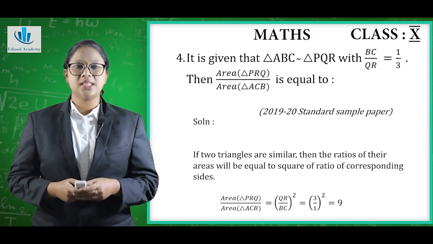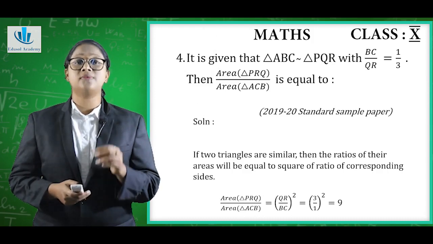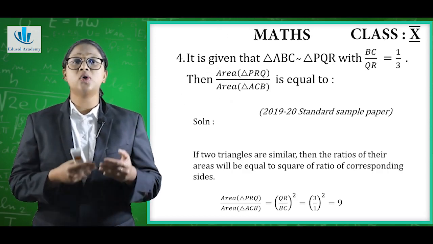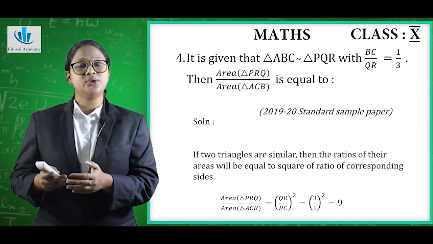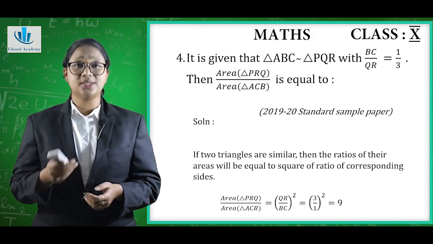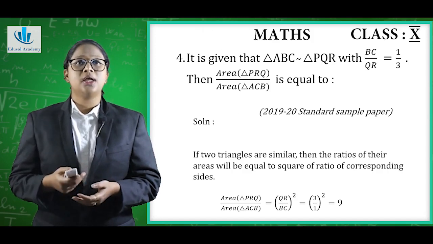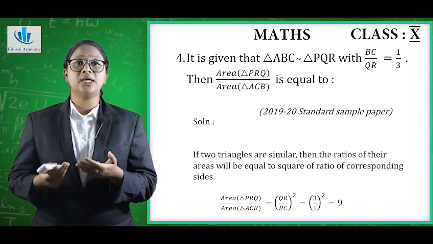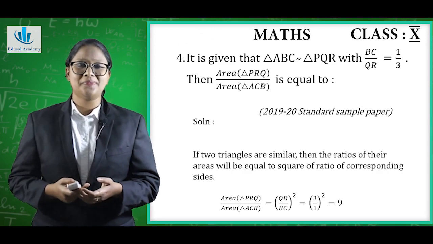Now, which is the concept that we have to apply here? That's right. Ratio of areas of similar triangles. What does it state? Ratio of areas of two similar triangles is equal to square of the ratio of their corresponding sides. So, area of PRQ by area of ACB will be equal to either PR by AC the whole square, or RQ by CB the whole square, or any other side the whole square.